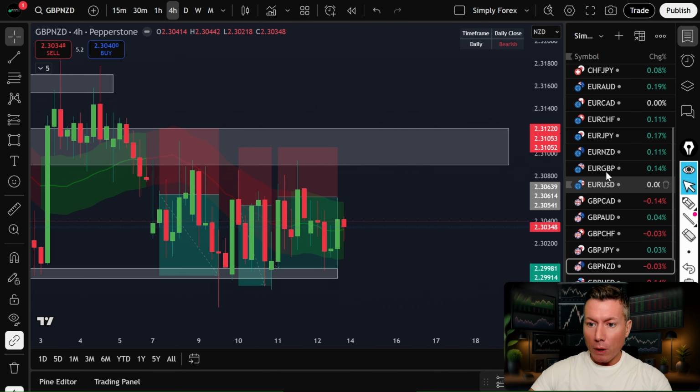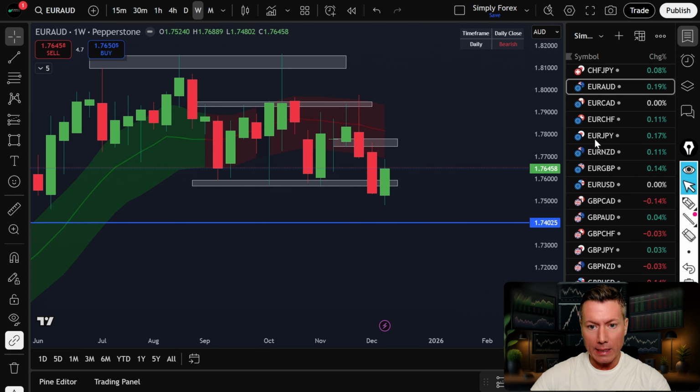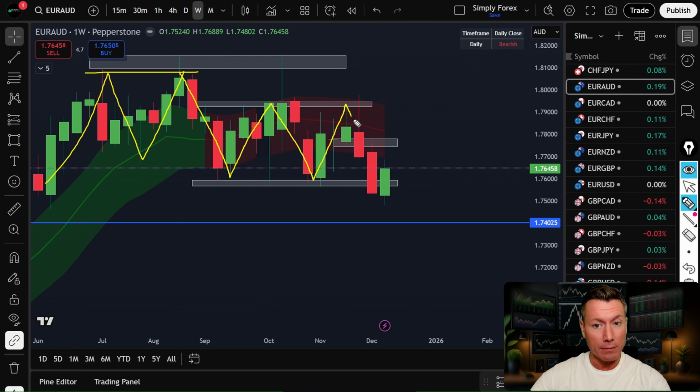Euro Aussie dollar. Let's have a look. We like this one as well, right? Because the weekly has broken a key support level. You can see here we were in a weekly uptrend. Again, it stopped making higher highs. It came back and then it was predominantly ranging, right, between here and here.